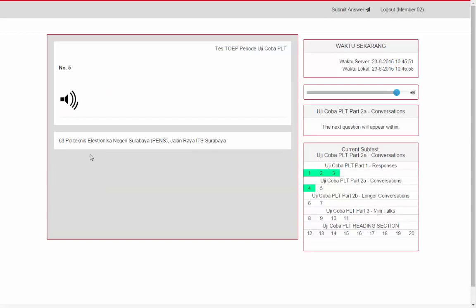Number 5. I can't seem to get my motorcycle started. I have checked each part of the machine and everything seems just alright. Maybe you just need to check the tank. What does the woman mean?